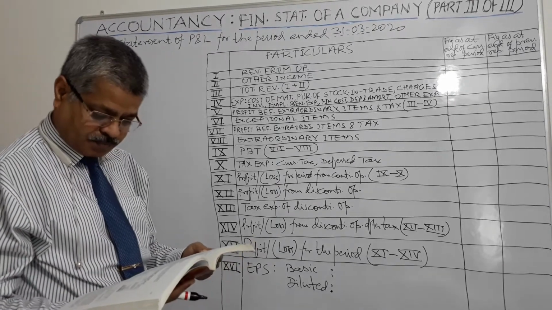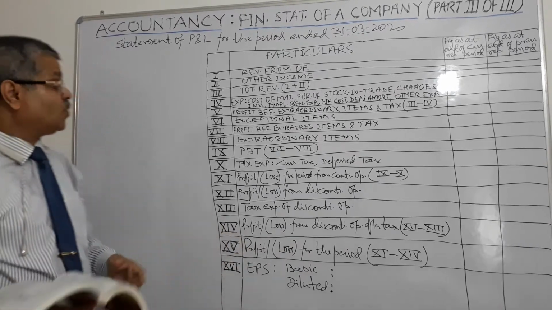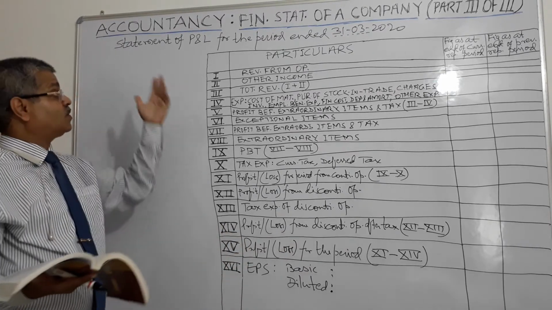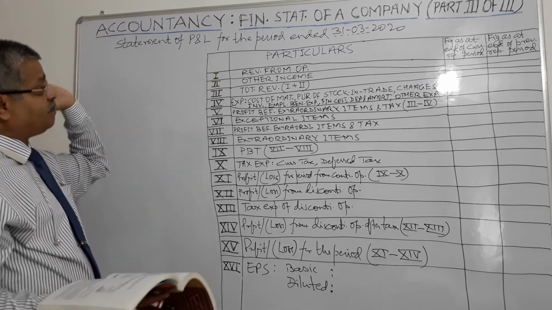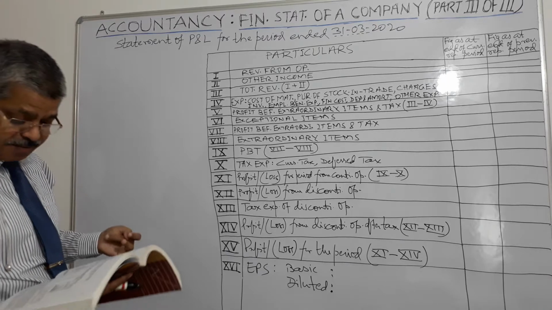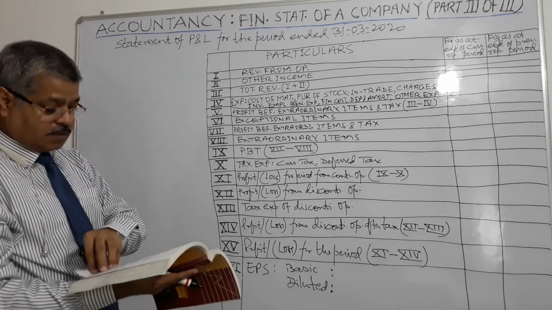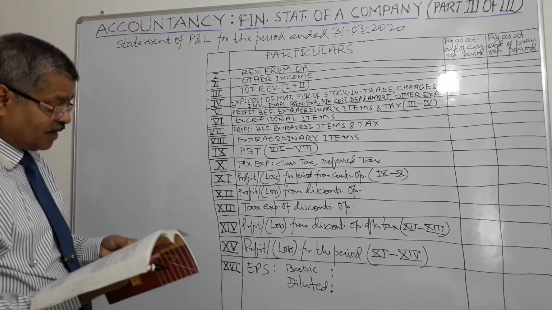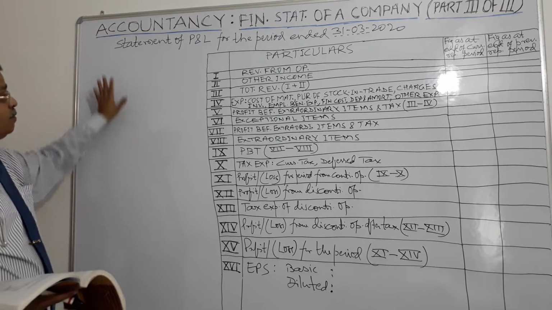Then usage and importance of financial statements. What are the usage and importance of financial statements? The profit and loss statement is one of the financial statements. Others are balance sheet and cash flow statement. See, the main usage and importance of financial statements are 7, to be precise.